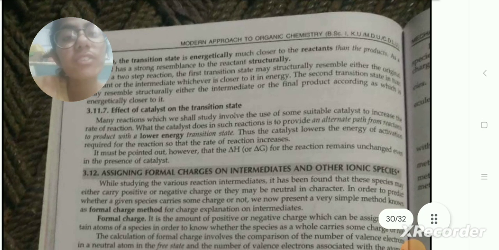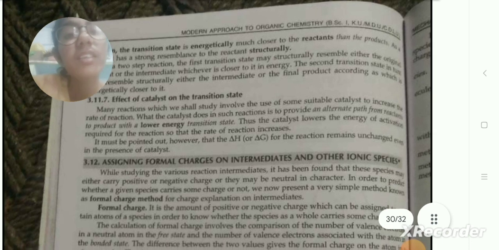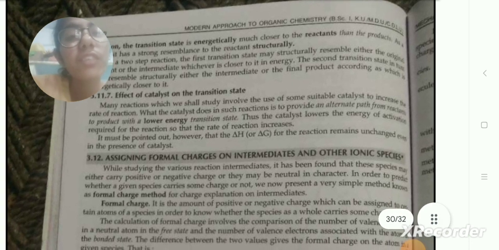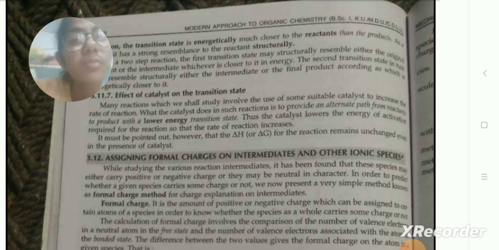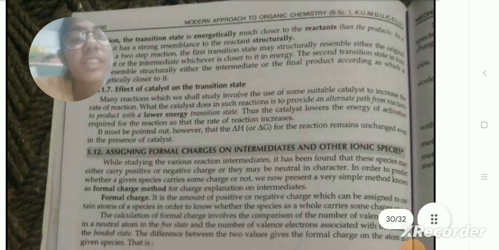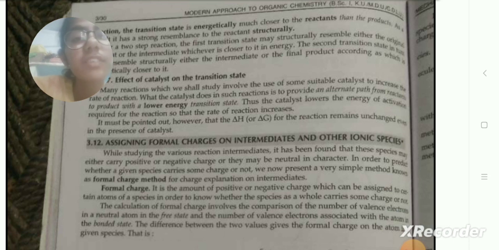Effect of catalyst on the transition state. Many reactions which we study involve the use of a catalyst, which increases the rate of the reaction by searching for an alternate path for the reaction requiring lower activation energy. It may be pointed out, however, that the energy of the reaction remains unchanged even in the presence of a catalyst.